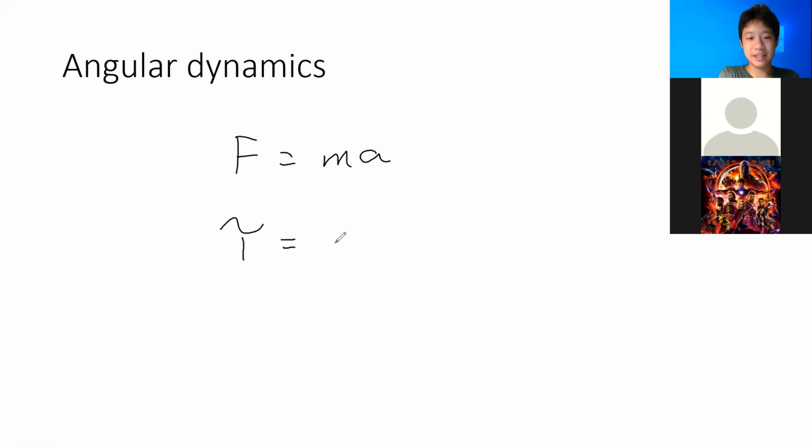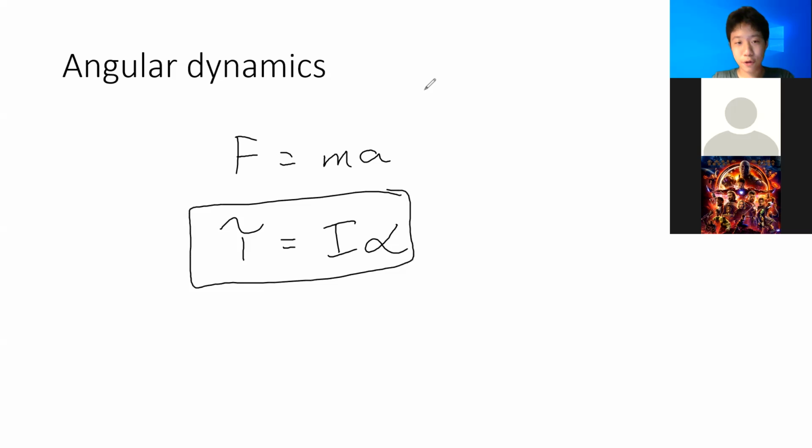Mass, the replacement is inertia. Acceleration, replacement is angular acceleration. So this is the angular dynamics formula: torque equals inertia times alpha. Basically we just took F equals ma and we replaced every single value in there with their corresponding angular value. So that's basically all you need to know. This is basically Newton's second law of motion just applied to rotational motion. All right, any questions?